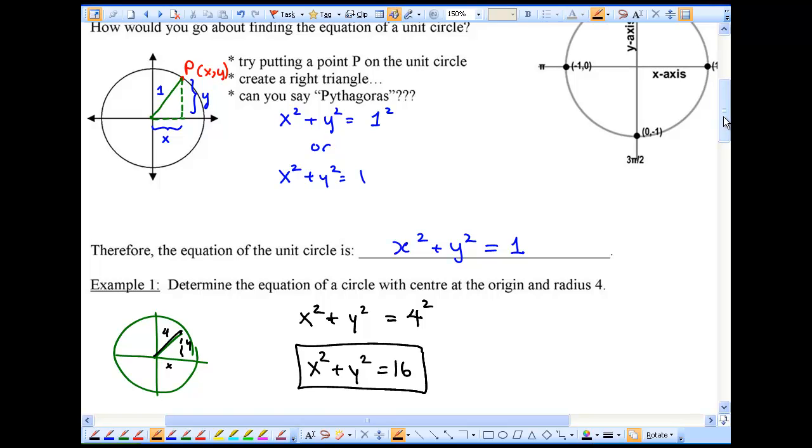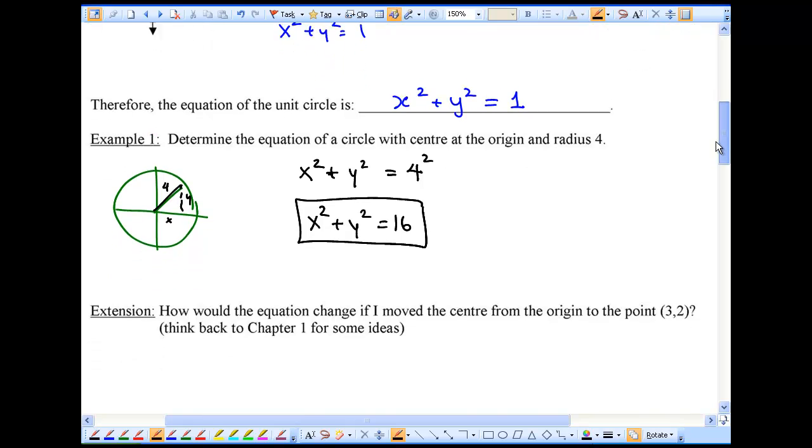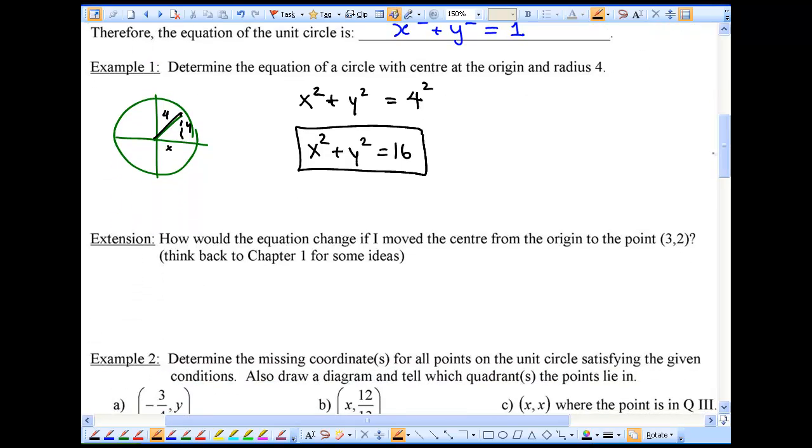Now, as an extension, trying to review some stuff from chapter 1. How would the equation change if I actually move the center from the origin to this point 3 comma 2? So instead of it being there now, let's move the center from the origin to the point 3 comma 2. And of course I still have a circle with radius 4.